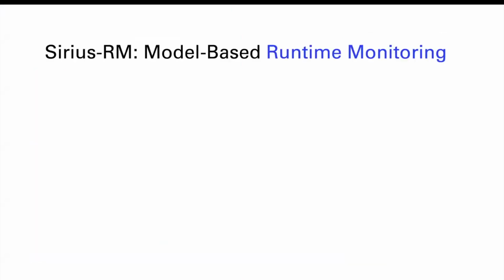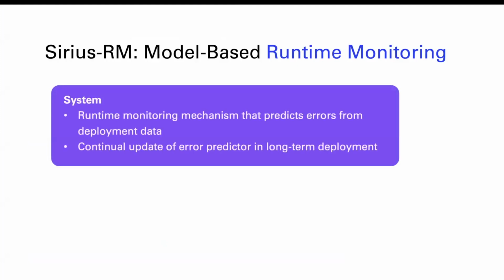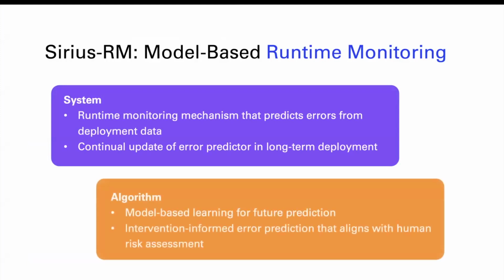In summary, we present a runtime monitoring mechanism that predicts errors from deployment data. It is able to perform continual update of the error predictor in long-term deployment. The algorithm uses a model-based approach for future outcome prediction. The error prediction is intervention-informed, reflecting human risk assessment and trust for the robot.